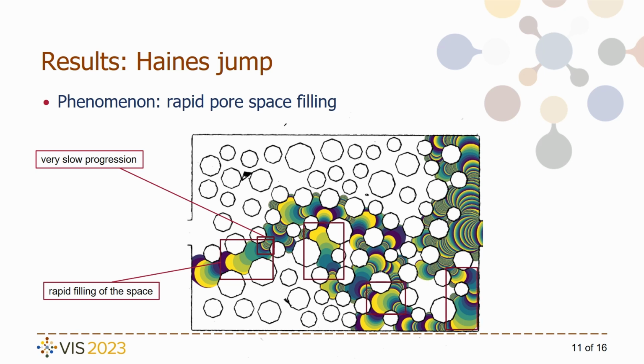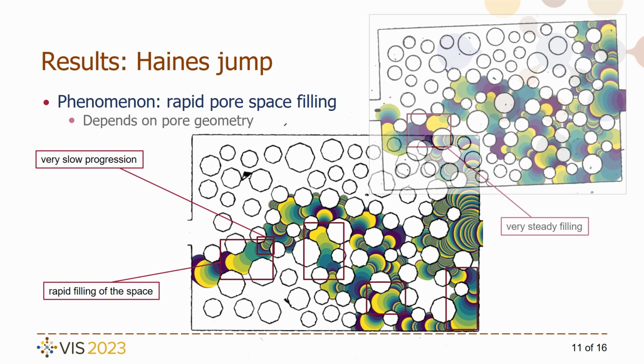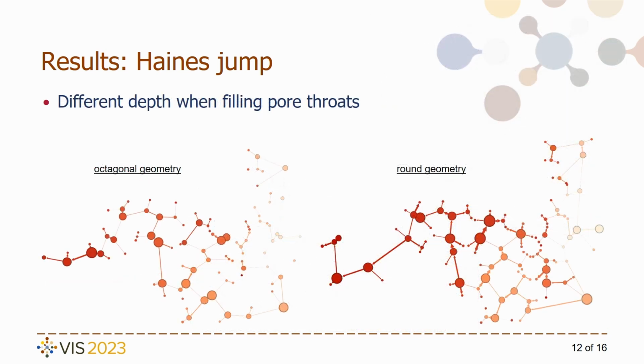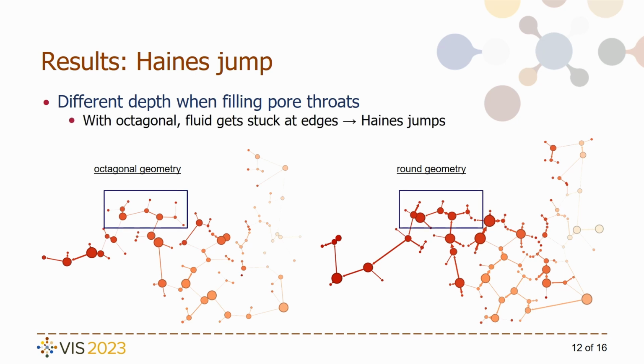If we compare this dataset with octagonal solids 2-1 with round geometry, we can see that the Haynes jump is much more prominent in the octagonal case. This is because the Haynes jump depends heavily on the geometry of the porous medium as the fluid gets stuck at edges. This can also be seen in the graph, where the fluid behaves differently when filling the pore throats. While this phenomenon is well known, our visualizations allow the domain experts to quickly identify and observe the Haynes jumps.